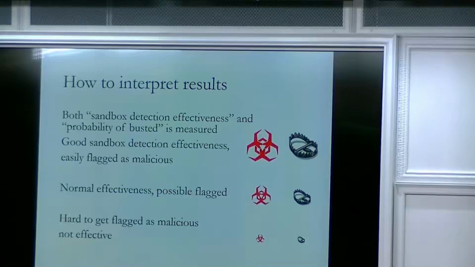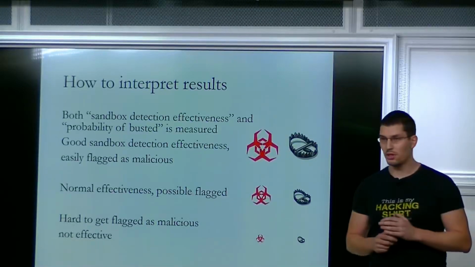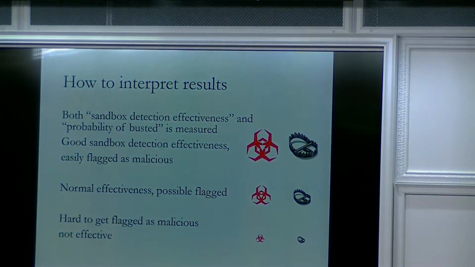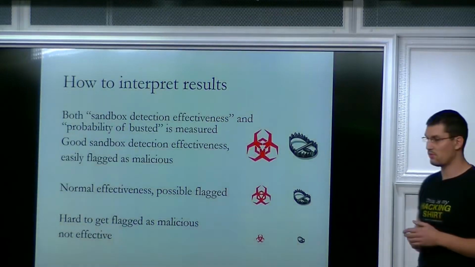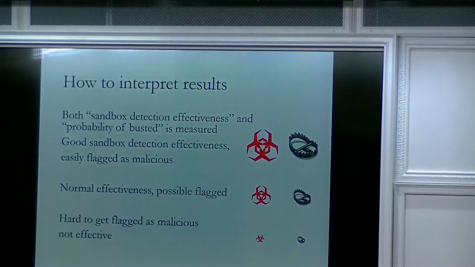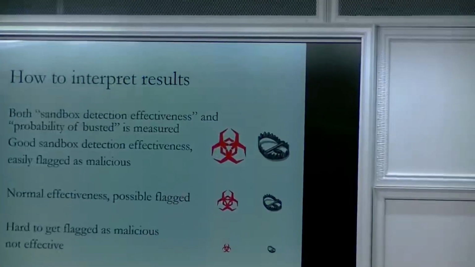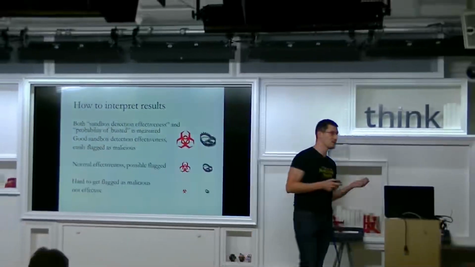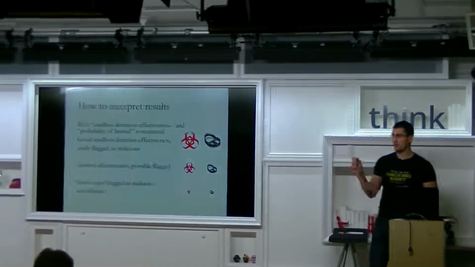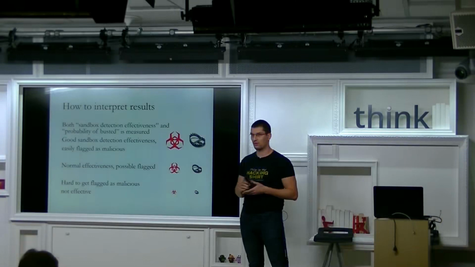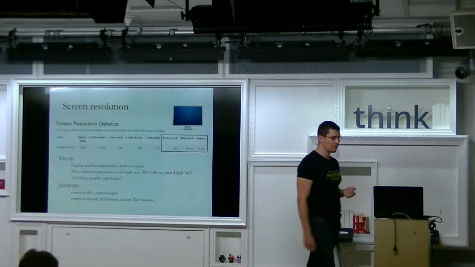Okay, so in the next slides, I'm going to show you some of the tricks I have used in my malware. Whenever you see this big red thing, it means that this trick has a good sandbox detection effectiveness. When you see a trap and it's big, it means that this technique can be easily flagged as malicious, or it is already flagged as malicious a lot of times. But if it's a small trap, then you as an attacker know that this is a good way to detect sandboxes because your malware won't be flagged as malicious.